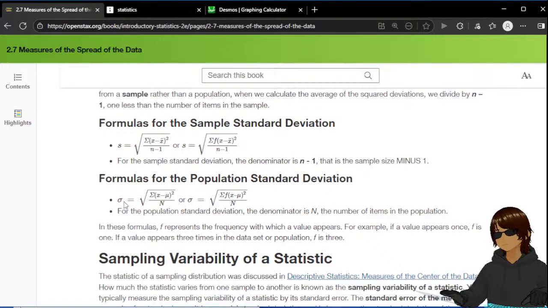Okay, so for the population, I understand. For the sample, I don't get it. Why is it n minus 1 and not just n?